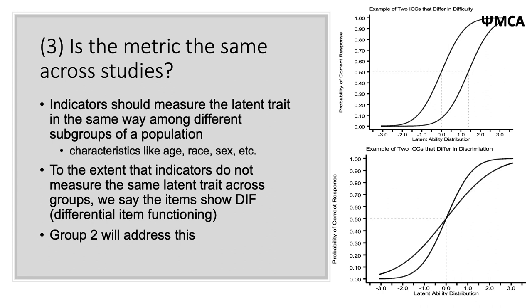And the third challenge is: is the metric the same across studies? So ideally, we want indicators to measure the latent trait in the same way among different subgroups of a population, whether that be study membership, country, age, race, or sex. To the extent that indicators do not measure the latent trait in the same way, we say that the items show differential item functioning. And again, that's a work group two topic that work group one can also approach, and we're going to have a fun time with that.